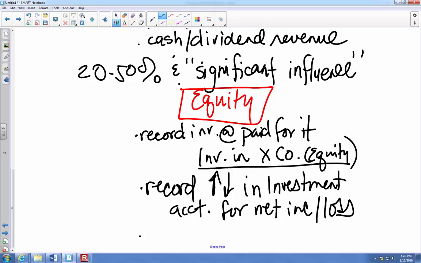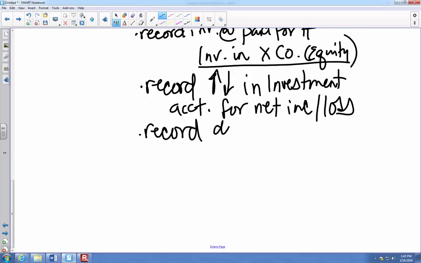And lastly, when you get checks for dividends, you got cash, great. But their retained earnings just went down, so your investment account goes down. So you're going to record dividends as a debit to cash, right? Because you got cash. But the credit is a decrease in your asset account.